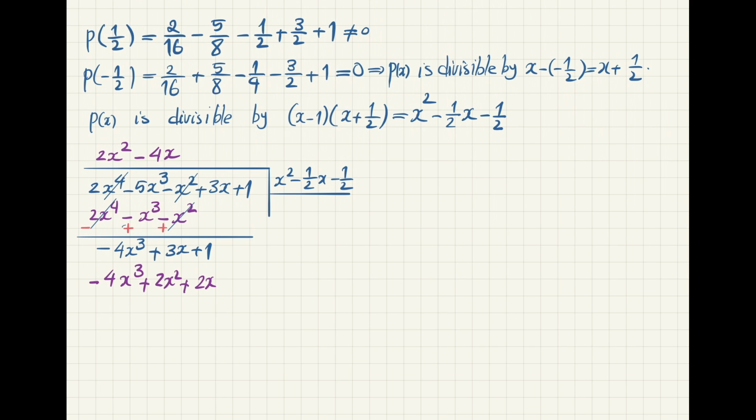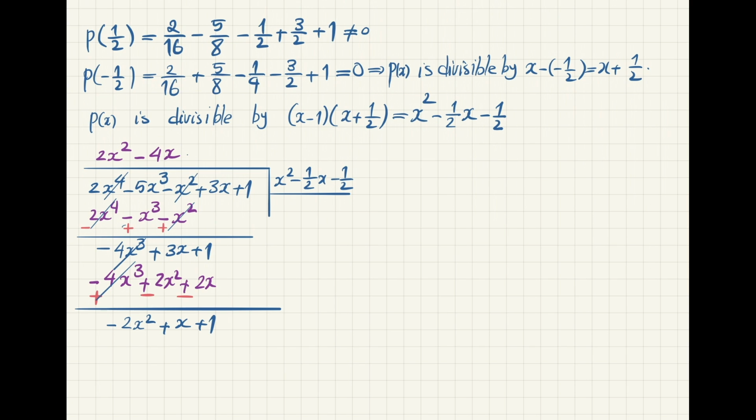So I will change the sign. So this becomes positive, negative, negative. And then if I add them, the first term and the first term are cancelled. Then I bring minus 2x squared first. And then you see that minus 2x and positive 3x will be positive x. And then I will have positive 1. And if I do the division once more, I will get minus 2.